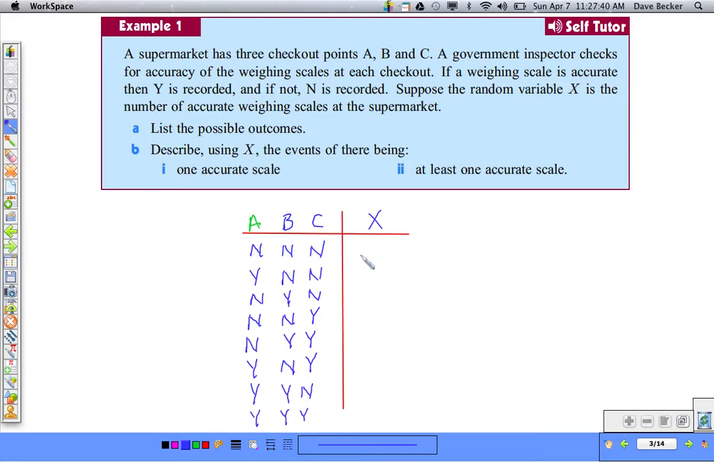And what's the probability distribution? It's just the number of possible outcomes where the scale is accurate. Here it's 0. Here is 1 yes, 1 yes, 1 yes, 2 yeses, 2 yeses, 2 yeses, and then 3 yeses. So those are the possible outcomes. Describe using X the event of there being one accurate scale. Well, that would just be X equal to 1. So we're just really learning notation here. And what are the events of at least one accurate scale? Well, if I have at least one accurate scale, my random variable could be equal to 1, 2, or 3, because with 2 or 3 there's at least 1, and with 1 there's at least 1.